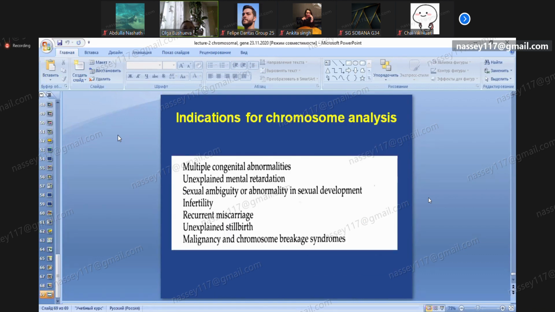And the last one for the first part of the lecture, it's indications for chromosomal analysis or cytogenetic analysis of chromosomes, because this is the main method for detection of chromosomal abnormalities. First one, it will be multiple congenital malformations, unexplained mental retardation, sexual ambiguity or abnormality in sexual development, infertility, recurrent miscarriage, unexplained stillbirth, and malignancy and chromosomal breakage syndromes.